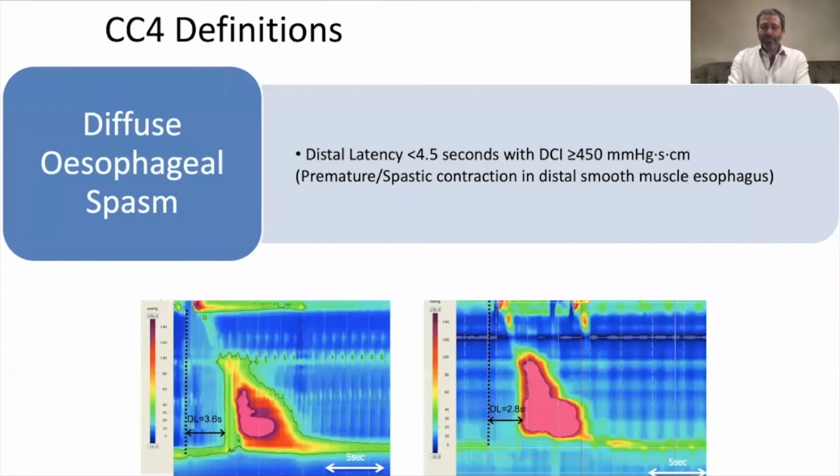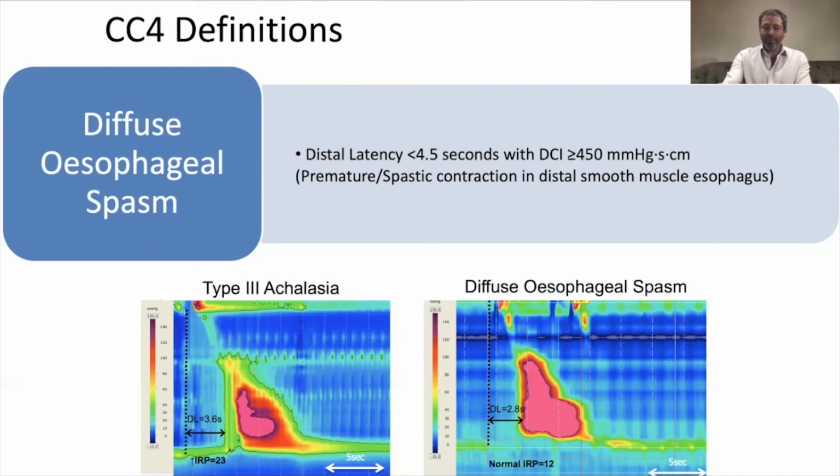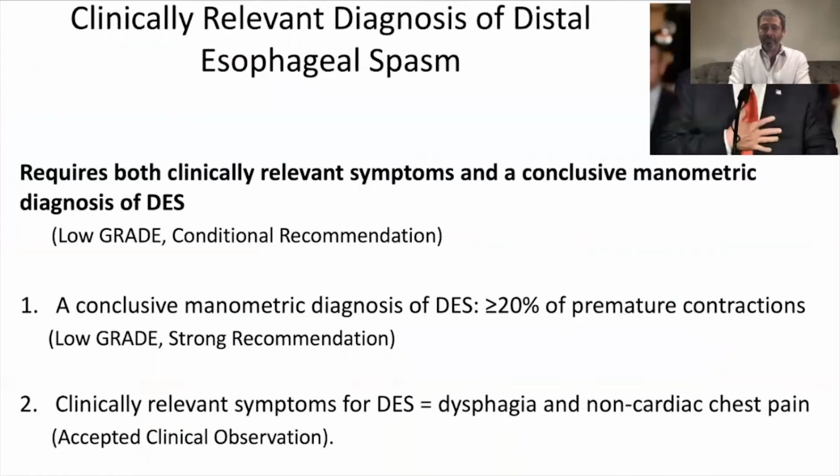So diffuse esophageal spasm is described as a distal latency of less than 4.5 seconds with a distal contractile integral of over 50 millimeters of mercury seconds centimeters. And now, if we have a short distal latency and obstruction, this is described as type 3 achalasia. Without obstruction, it is diffuse esophageal spasm.